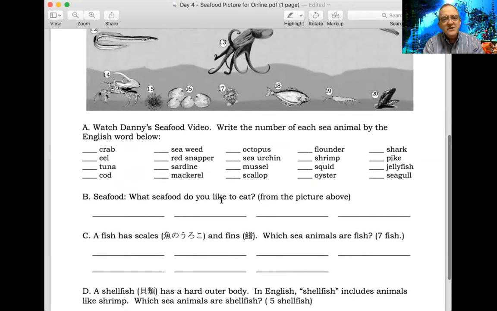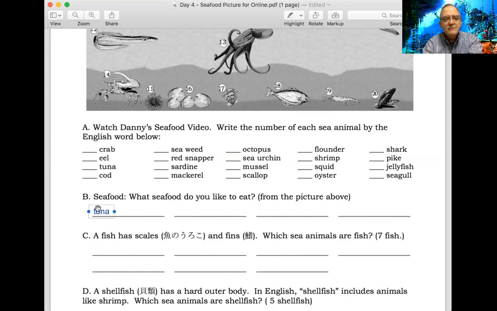B, what seafood do you like to eat? Choose some of these, don't put the number, please write the word. That will help you remember. For example, I like to eat tuna. I really like tuna, it's delicious. I like to eat sardines in a can very much. I like to eat cod with fish and chips. And I like to eat red snapper. I think red snapper is my favorite fish. Okay, now these are Danny's answers, but you think, what do you like?